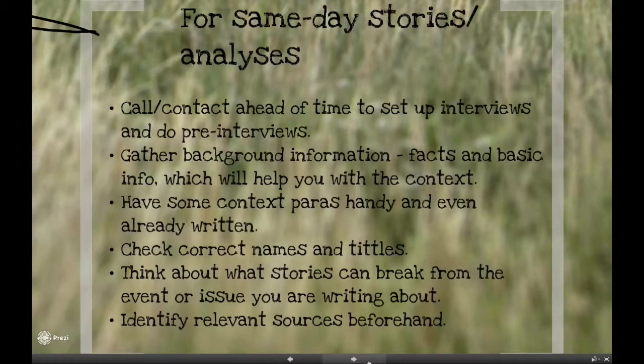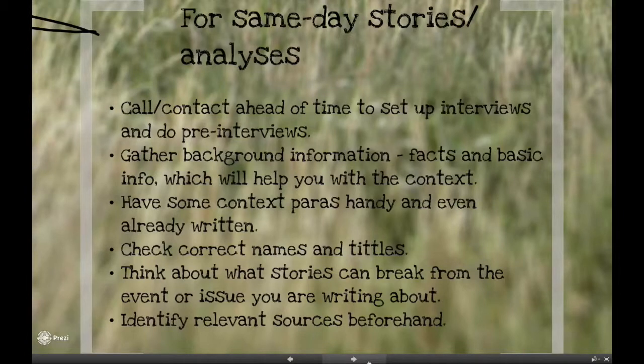For same-day stories or analysis, you have to contact or call ahead of time to set up interviews, even do pre-interviews, to get the context, gather background information, basic information about what the context of the story is. Even have some context paragraphs handy, already written, so you don't have to waste time doing that during the conference or during your interview.